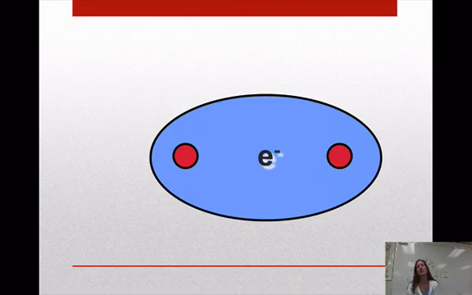So this is kind of what it looks like to share electrons. Right? Those two red dots are the nuclei, and the blue is the electron cloud. They're actually merging their electron clouds together to form a bond. And where that e is on the screen, that is your bond, shared electrons that reside between the nuclei of two adjacent atoms. That is a covalent bond.